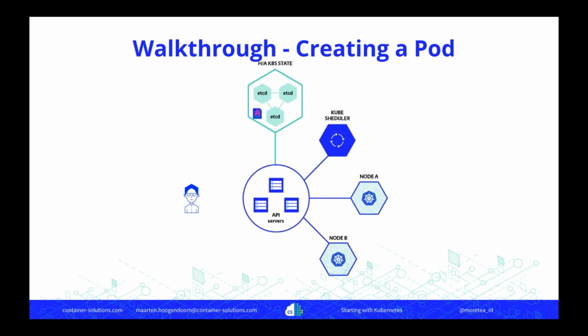Then the same pattern happens with node A. Node A observes that a manifest has been scheduled, a pod has been scheduled to run on its machine. It extracts the data from the manifest, and as you remember, we put a reference to the container in the manifest. It then starts that specific container.